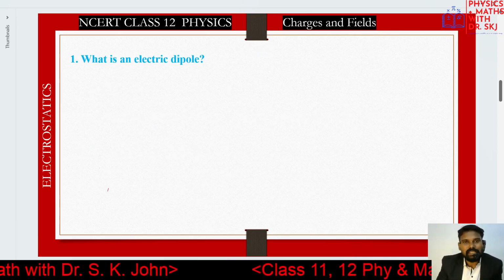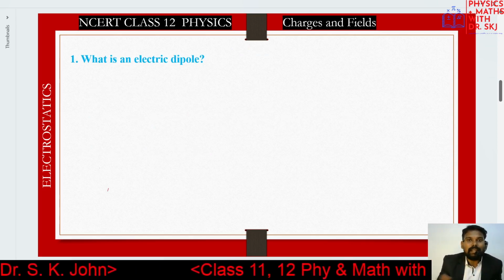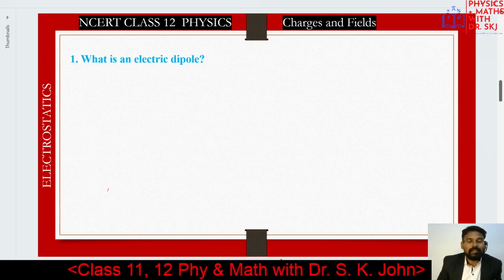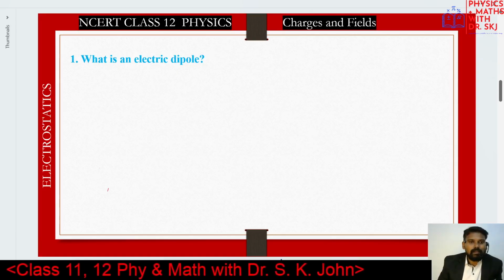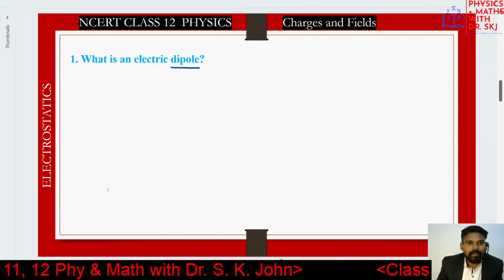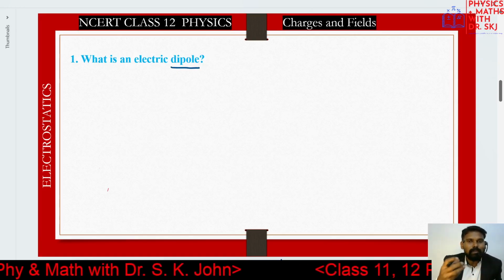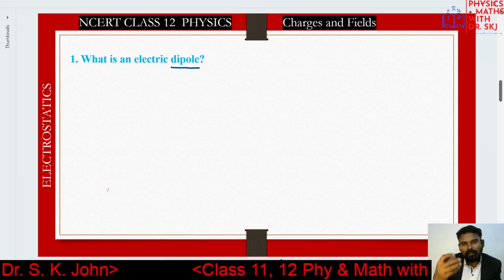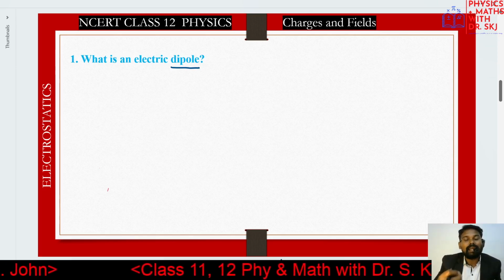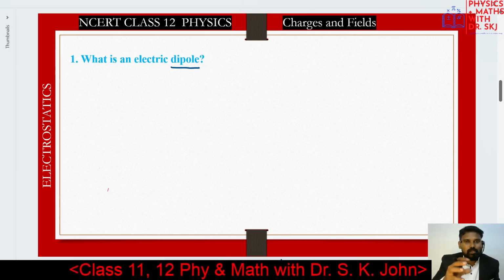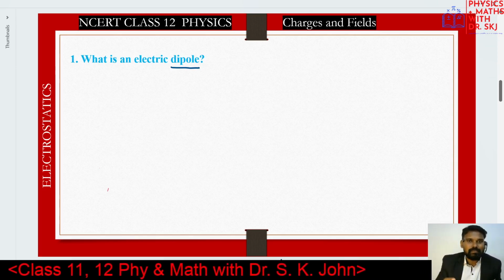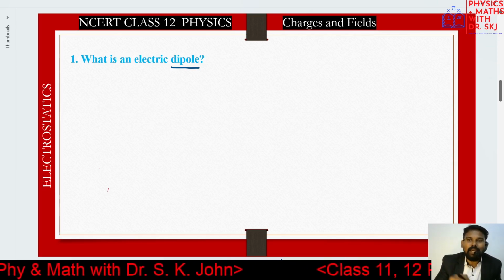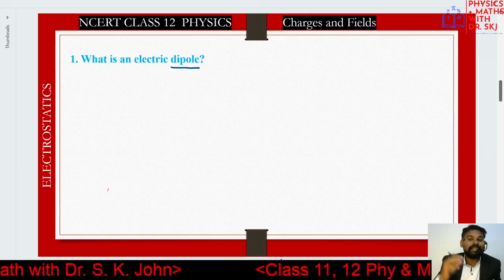In the last lecture, we studied electric field lines and their properties. In this lecture, we are studying electric dipole. As the name implies, dipole means there are two poles. Which are the two poles in electrostatics? They are the positive pole and negative pole. Electric dipole means there are two poles: one is a positive pole and the other is a negative pole.